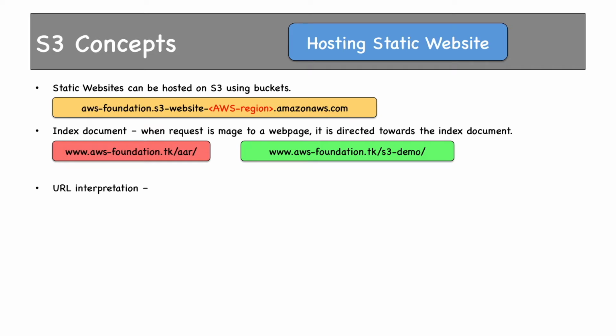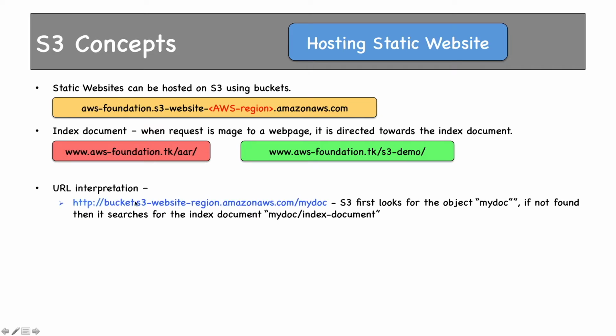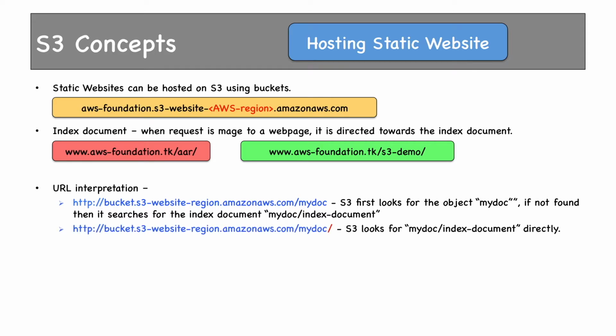Let's talk about how URL is interpreted. If this is how your URL is, at the end you do not have any slash, then what S3 would do, it would first look for an object named mydoc. If there's no object with the name mydoc, it will go and get the index document in this folder mydoc. The second option is putting a slash at the end. So if you put a slash, S3 will actually look for the index document in this particular folder, which is mydoc.